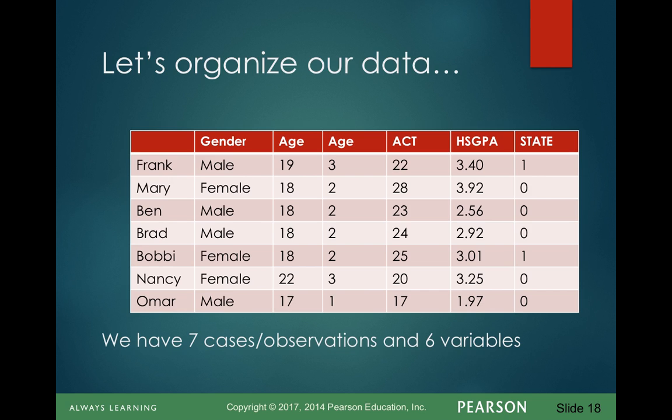Now, research has shown when people with no statistical background look at a data set like this, they read left to right because that gives the juicy gossip. For example, we look down there to Nancy, who's our 6th person. Well, Nancy's a female. Nancy's 22 years old. Her age classification's a 3. She had an ACT of 20, a high school GPA of 3.25, and her state is coded as 0, which tells me she's from Ohio.